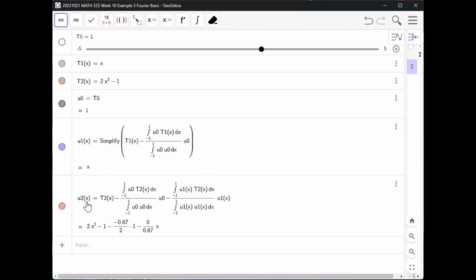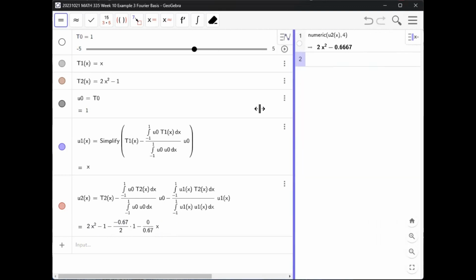Then likewise for U2, we have T2 minus the inner product of U0 and T2 divided by the norm of U0, and then times U0, and then we have the inner product of U1 and T2 divided by the norm of U1, and then times U1 itself. This again will be 0. This term here is 0 divided by 2/3, times x, so this term is actually 0. And this other term looks really complicated.